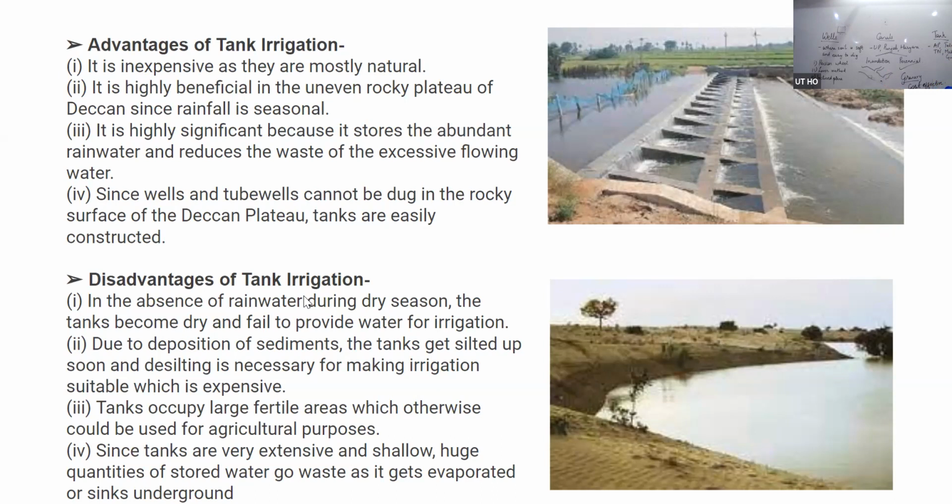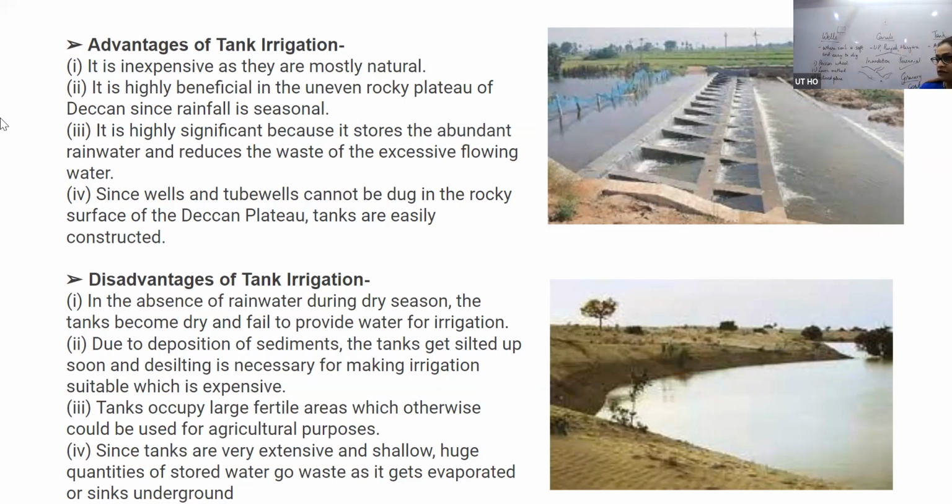Then disadvantages. In the absence of rainwater during the dry season, the tanks become dry and fail to provide water for irrigation. Due to deposition of sediments, the tanks get silted soon, and desilting is necessary for making irrigation suitable, which is expensive. There would be sediments accumulated because it's not flowing, so again desilting, a cleaning, is required. If you have a tank in your house, you need to clean it regularly, right? If you don't clean it, will you be able to use the water? You can't. So that desilting is required.